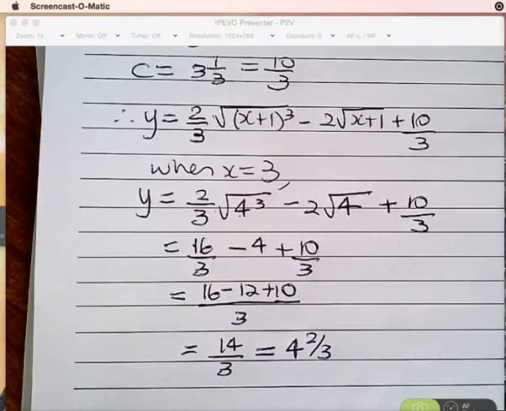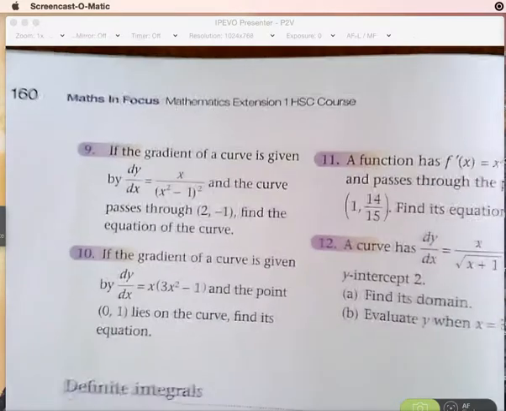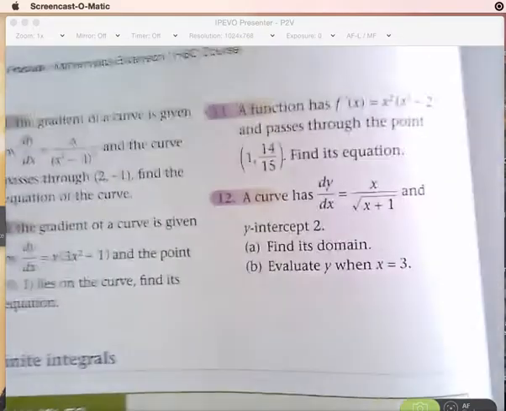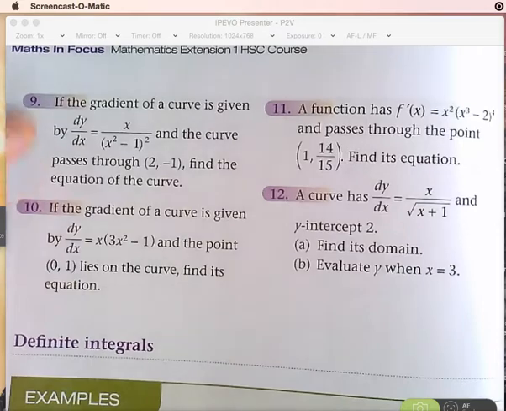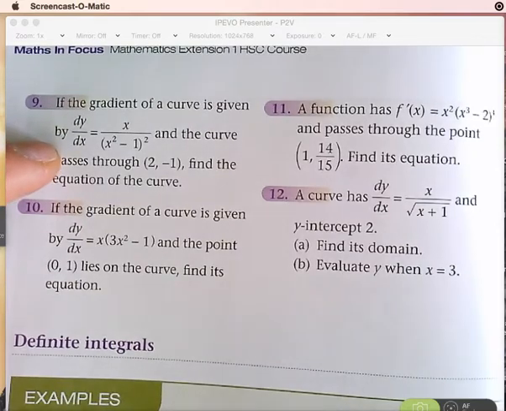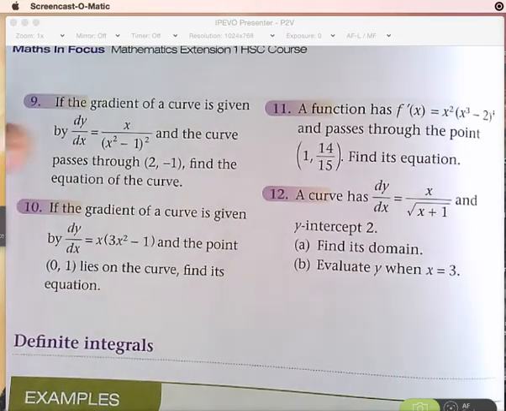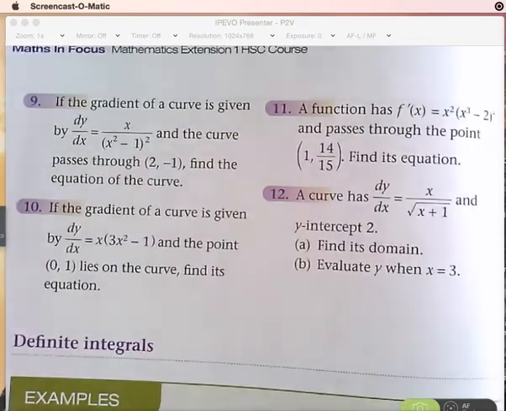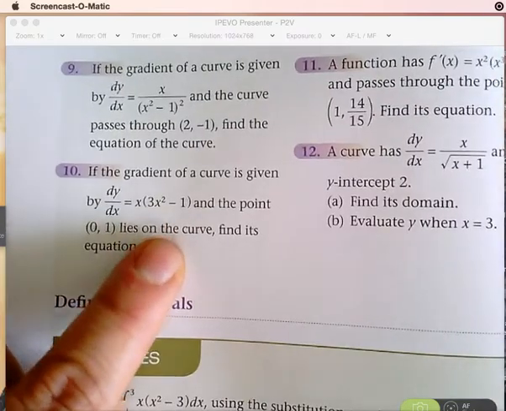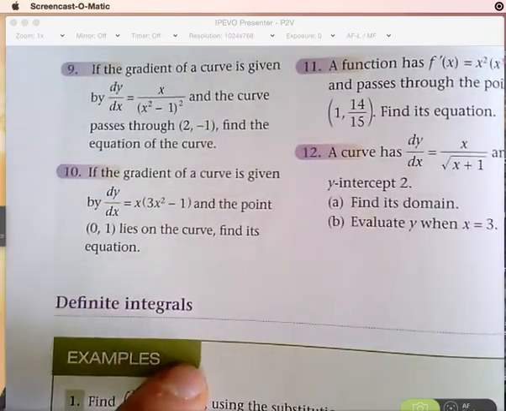So, doing questions 9, 10 and 11 for homework. Now notice, if you've got dy/dx and you want to find the equation y, you have to integrate. Gloria, good. And what do you think you might let the substitution for the first one be? Just, yeah, let u be x squared minus 1. Good. What about question 10? What do you think you'll let u equal?